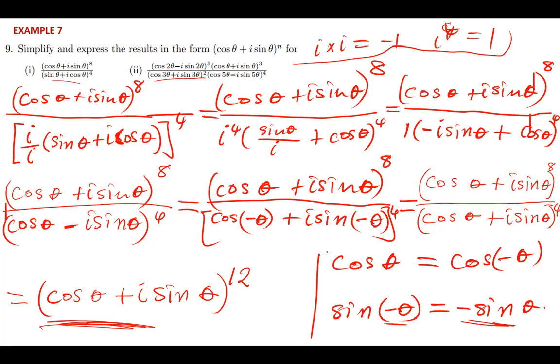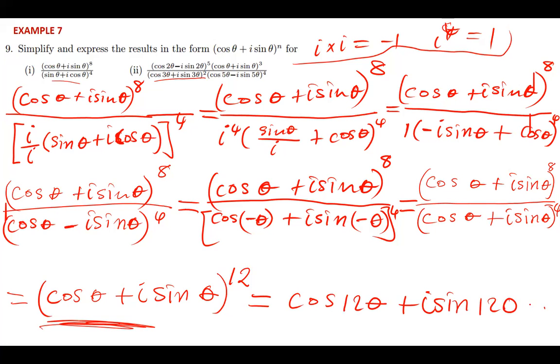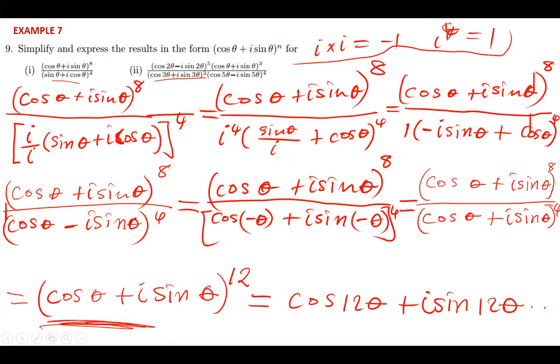If you want, you can go further by simplifying it, which is even better. This 12 can be multiplied with the thetas inside there. So the final answer becomes cos 12 theta plus i sine 12 theta. So this is the final answer.